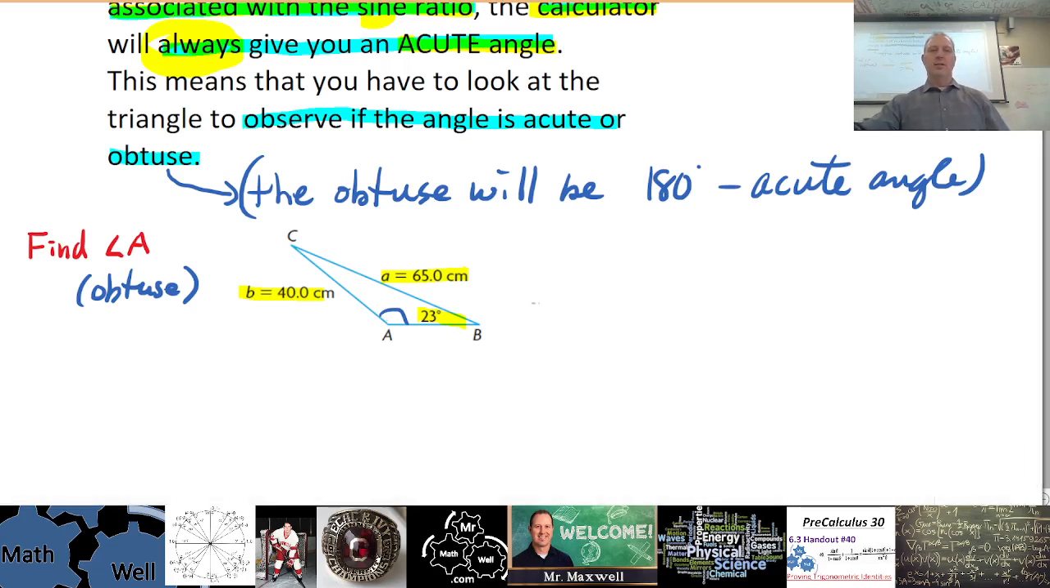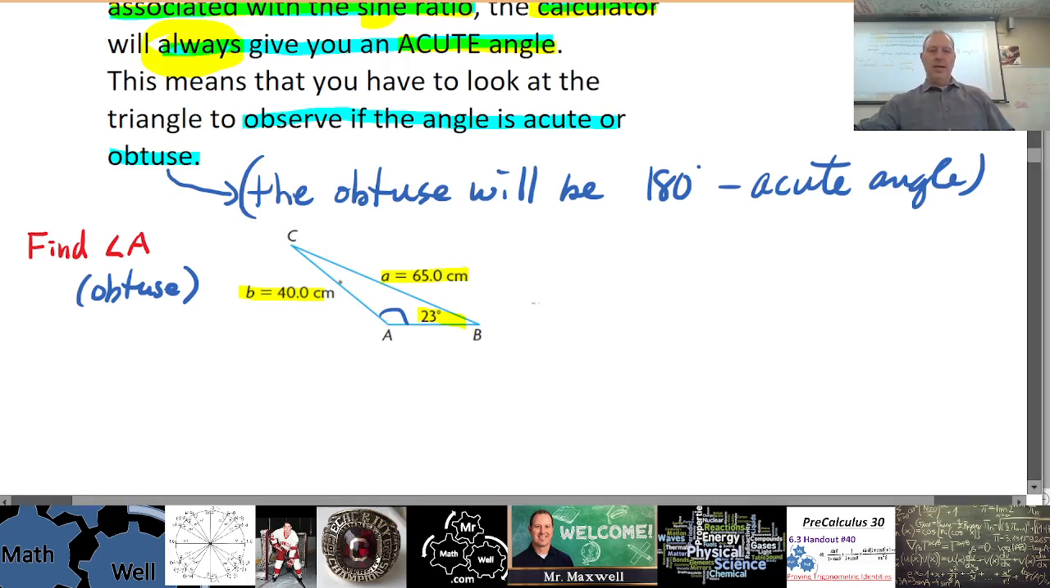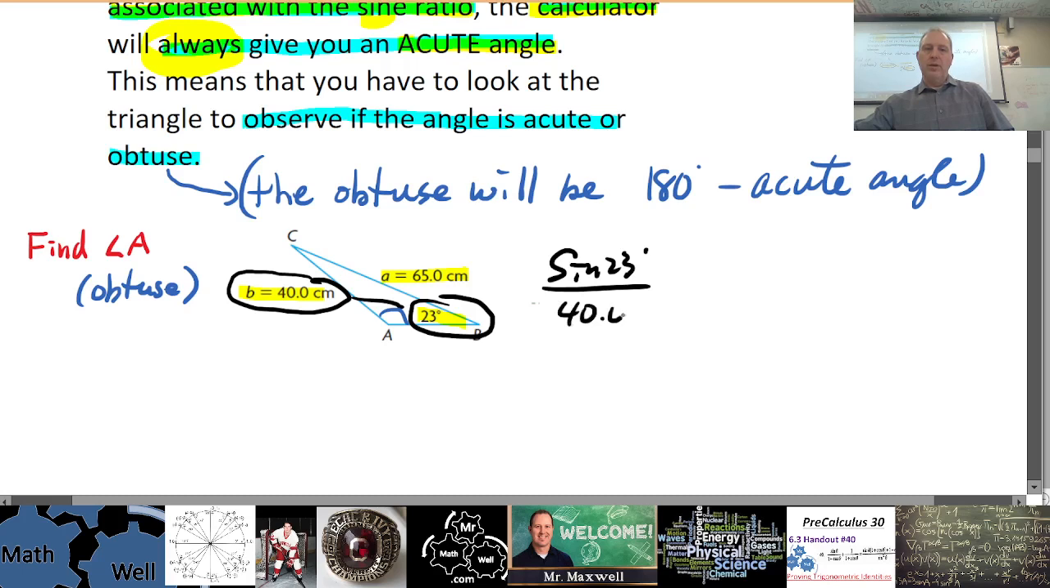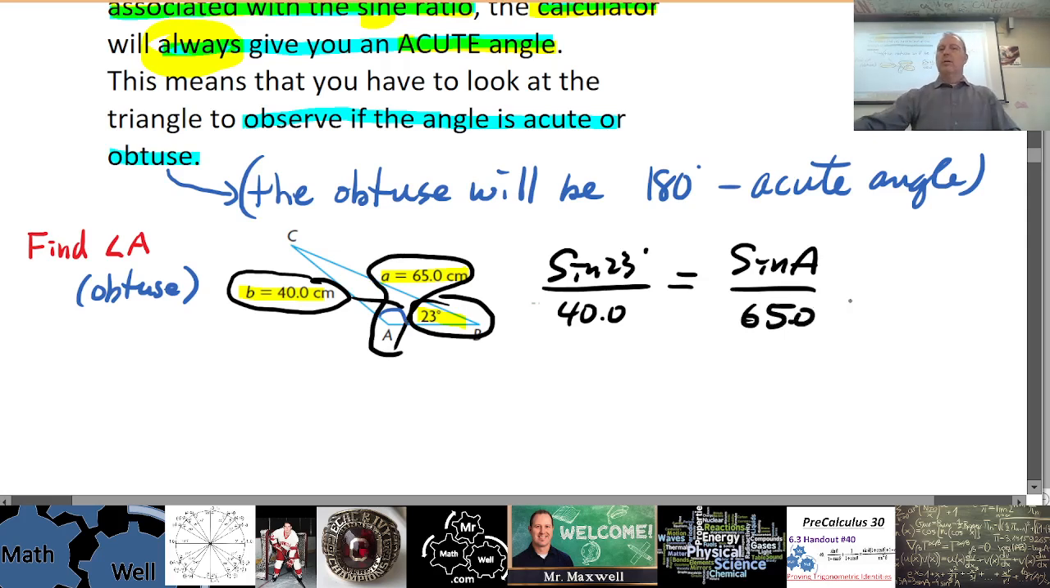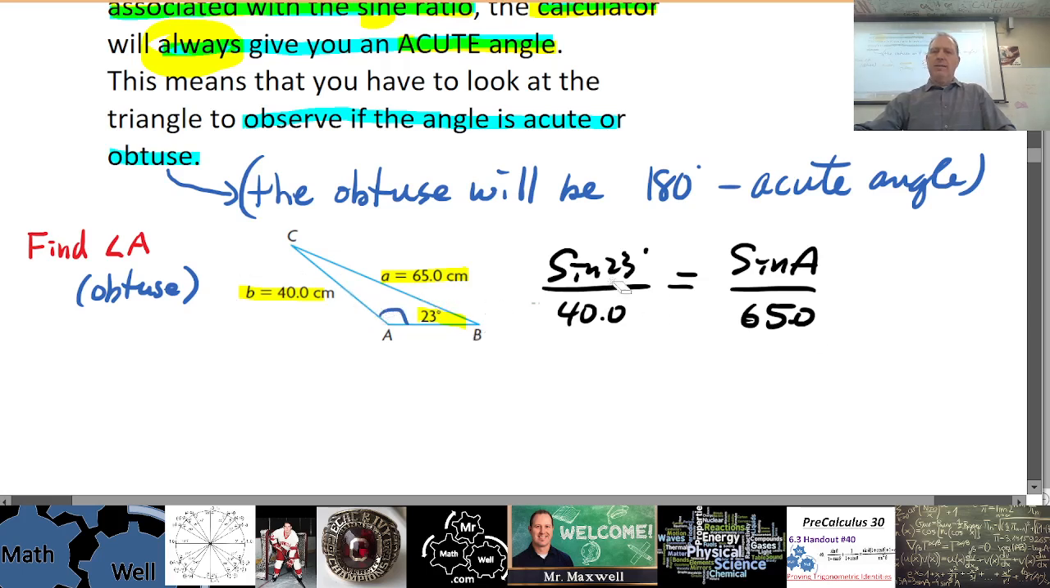So the sine law states that I would take the side length and its opposite angle pair. I need to use those as my base. So I'm going to do sine 23 over 40.0 equals sine of A over 65.0. Okay, so please let me know if you have any difficulty understanding why I set this up this way. Is there any problem with that?